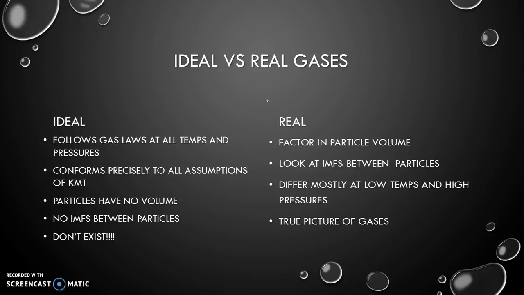Okay, so what's the difference between an ideal gas and a real gas? An ideal gas is one that follows all the gas laws at all temperatures and all pressures. It's going to conform precisely to all assumptions of the kinetic molecular theory. We're going to assume that the particles have no volume and there are no forces of attraction between them. We're going to assume that this is the perfect gas and it behaves perfectly all the time. And guess what? There's no such thing as an ideal gas. They don't exist.